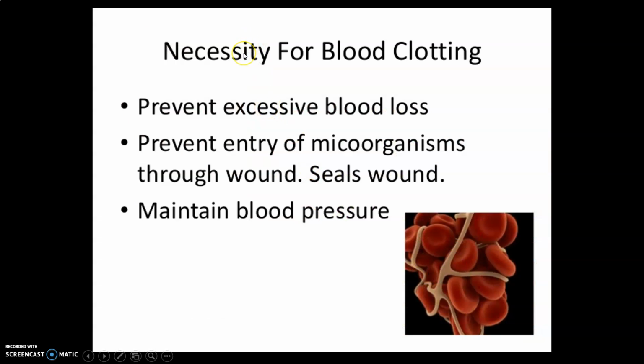Now, why do you think blood clotting is very important? I started the topic with the importance itself, that it is very important to prevent the excessive blood loss and to prevent the entry of microorganisms through wounds as it seals the wound, and it helps in maintaining of the blood pressure, because if there is a loss of lot of blood, then it can reduce the blood pressure to such an extent that it can lead to death.